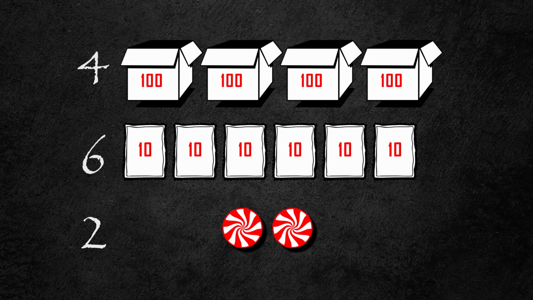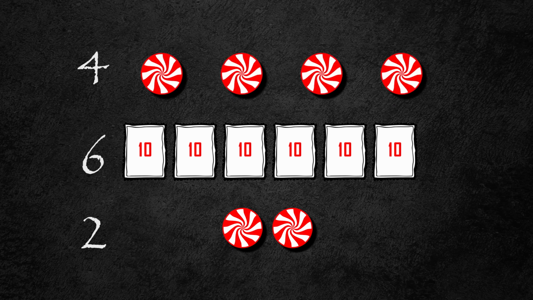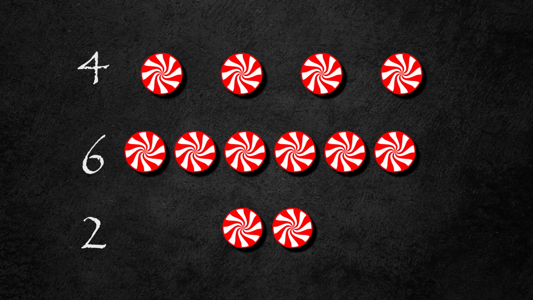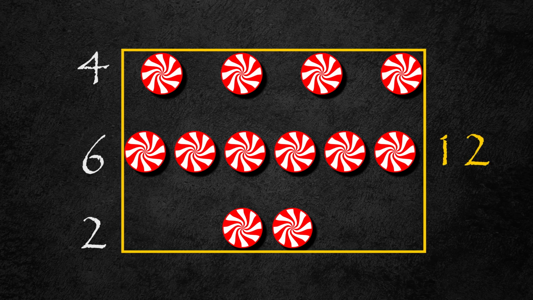Imagine another example where we want to distribute 462 candies among 3 children. 462 candies consist of 4 boxes of 100 candies, 6 packs of 10 candies and 2 individual candies. 4 boxes when distributed give a remainder of 4 candies. 6 packs when distributed give a remainder of 6 candies. So the total remainder is 4 plus 6 plus 2, that is 12 candies.